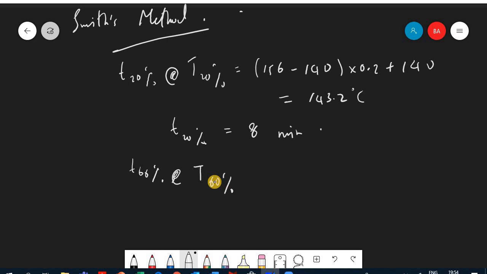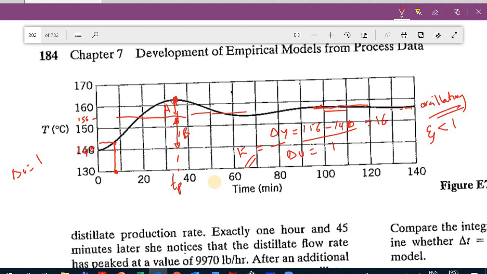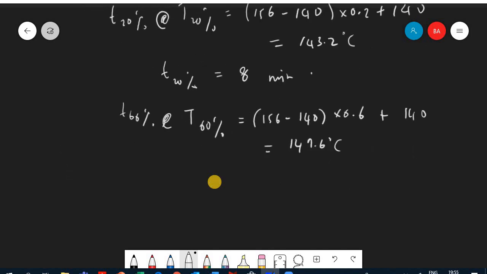T60% is equal to 156 minus 140 into 0.6 plus 140, and 16 into 0.6 is 9.6, so it's 149.6 degrees centigrade. If you go back and see where 149.6 is, which is about 150, this is not 15, 15 is here, so I'll say 14. So let's say T60% is equal to 14 minutes, okay?